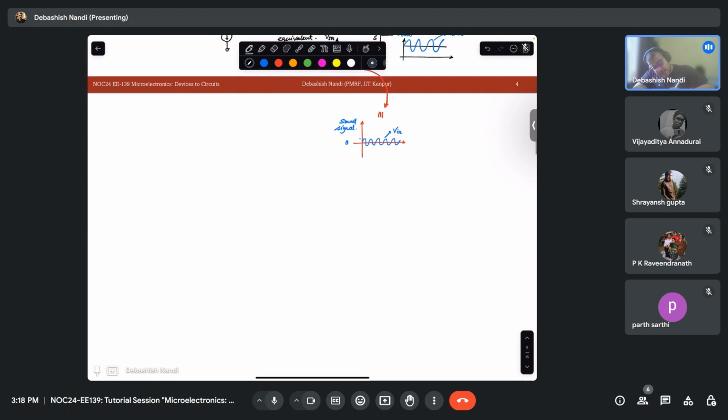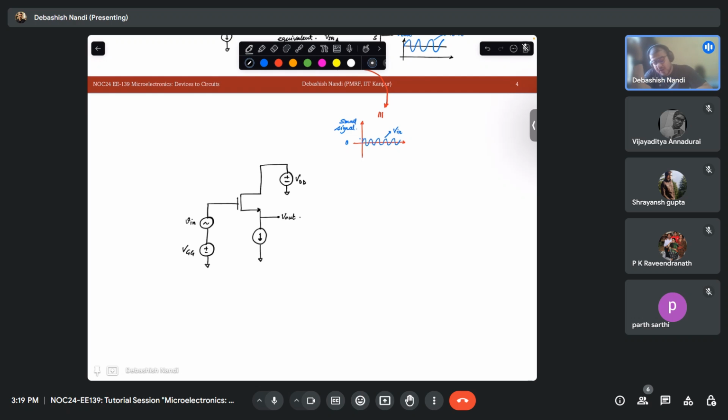So if I say it more clearly, ideally what was there? This was your VDD, then this was your V in, and then this was your VGG. I am just ignoring the coupling capacitances for the time being. And then you have a current source at the source, and you are probing your output at this place. Okay. So now what do we do?